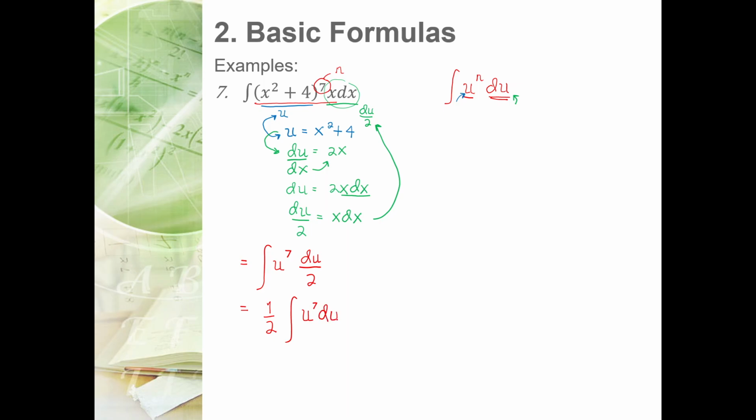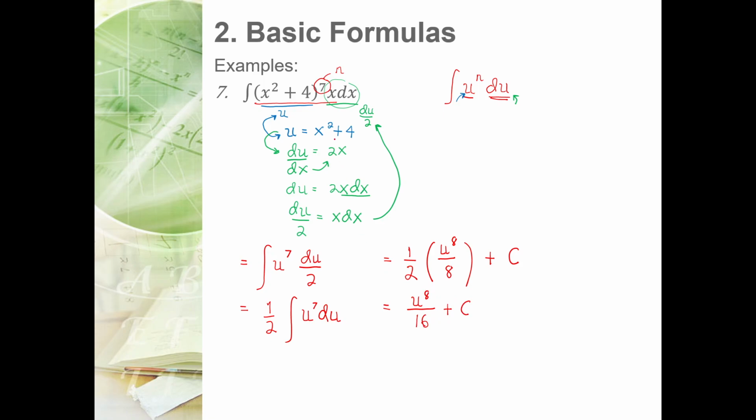So u to the power of 7 with respect to u. Integrating further, that's 1/2 times u to the power of 8 all over 8 plus c. Multiplying fractions, numerator against numerator, denominator against denominator, that's u to the power of 8 all over 16 plus c.